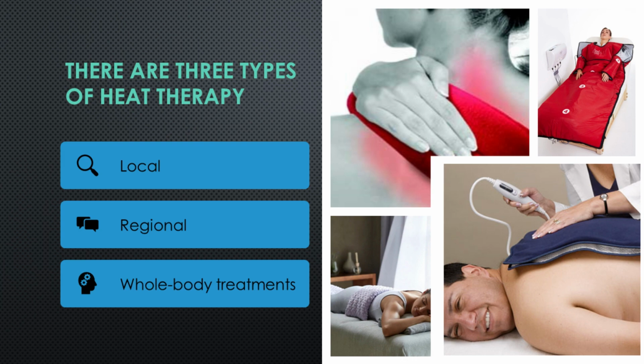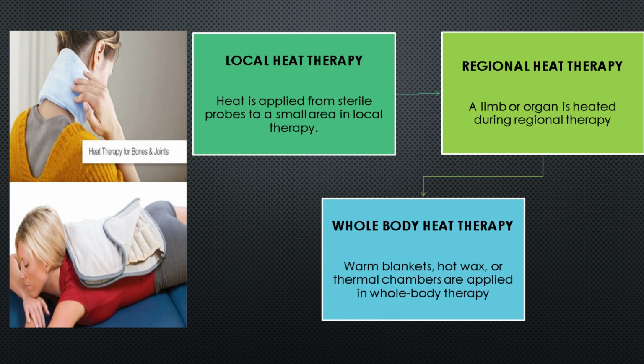There are three types of heat therapy: local, regional, and whole body. Local heat therapy is when heat is applied from sterile probes to a small area or a local area. When it is applied to a limb or organ, it is regional heat therapy. A limb or organ is heated during regional therapy. And when it is applied to the whole body, it's known as whole body heat therapy. Warm blankets, hot wax, or thermal chambers are applied in whole body heat therapy.